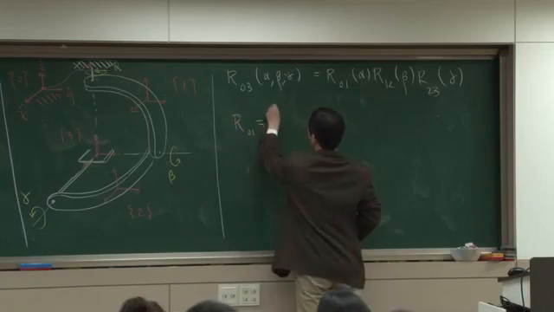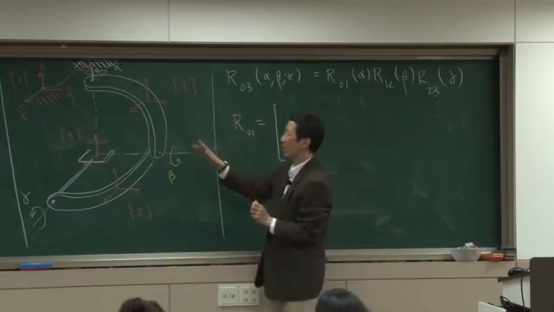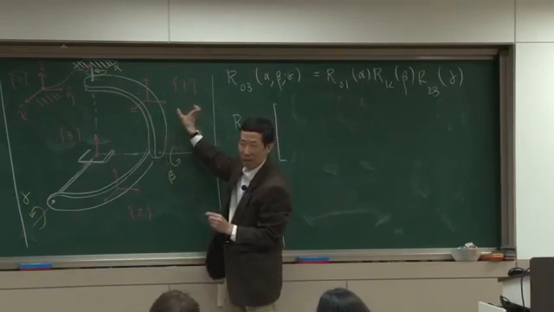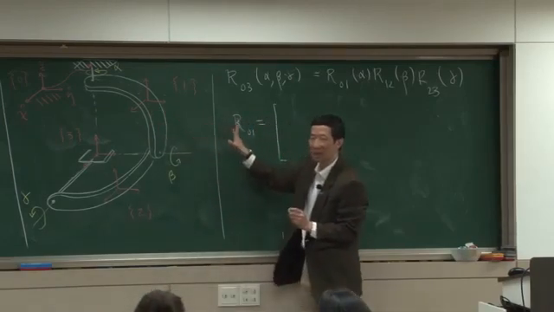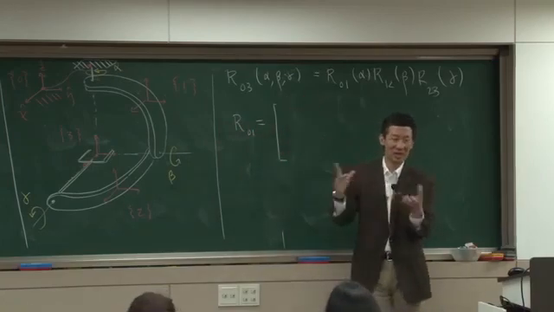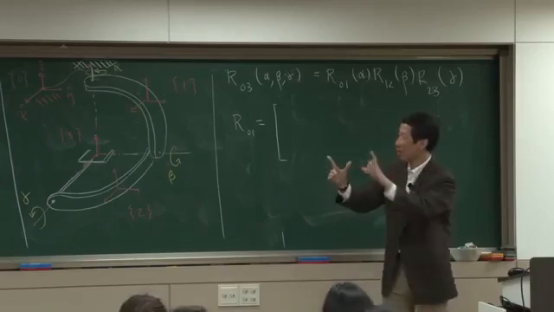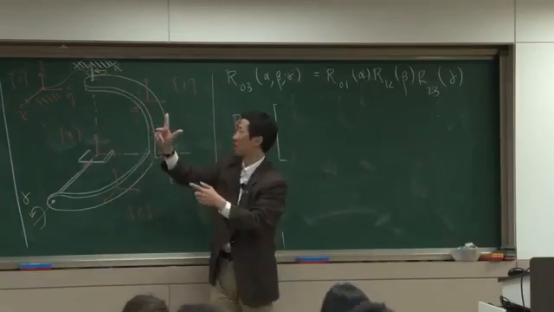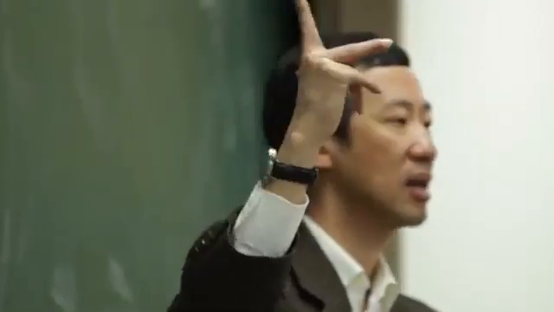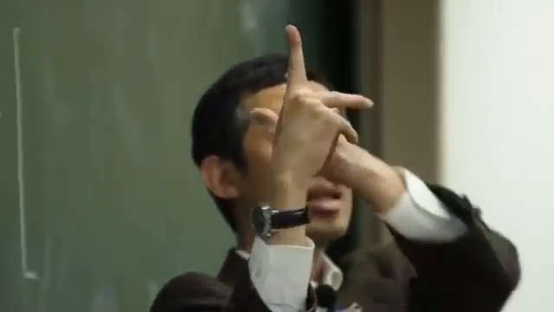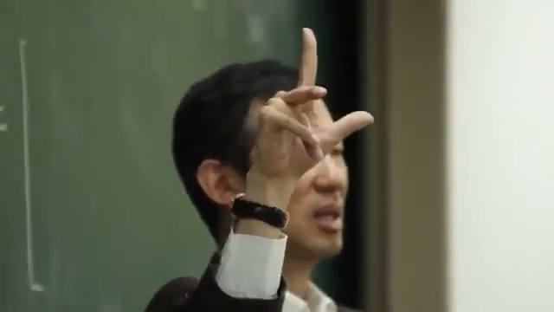So R01, what's R01? You're standing at frame 0, looking at frame 1, writing down the orientation. So if alpha is 0, it's going to be the identity. As we rotate alpha, what does this frame do? It does this, right? As alpha rotates positively, this frame rotates about the z-axis positively.